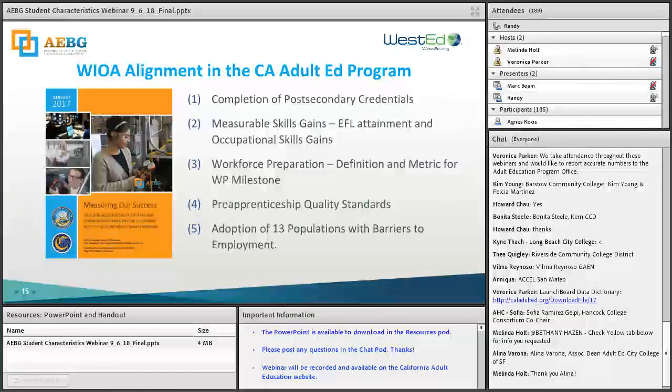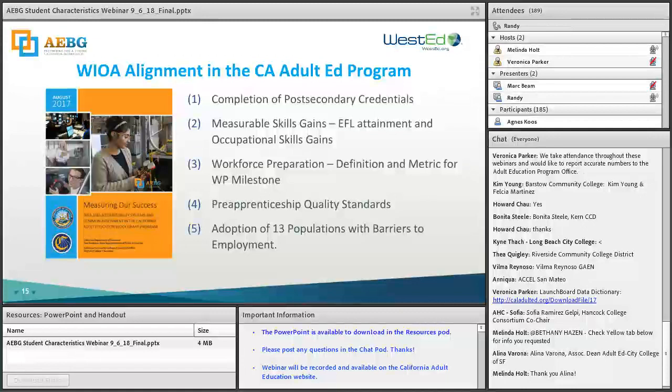So in the California Adult Education Program, we adopted multiple definitions straight from WIOA. That includes completion of post-secondary credentials. That includes the definitions for measurable skills gains related to educational functioning level attainment and occupational skills gains. So I would recommend, if you don't know what I'm talking about in terms of EFL attainment, that you take a look at the PowerPoint that we did last week for the student progress presentation, because we go into that in great detail there. That is a very useful tool for catching up on things if you weren't on last week's webinar.